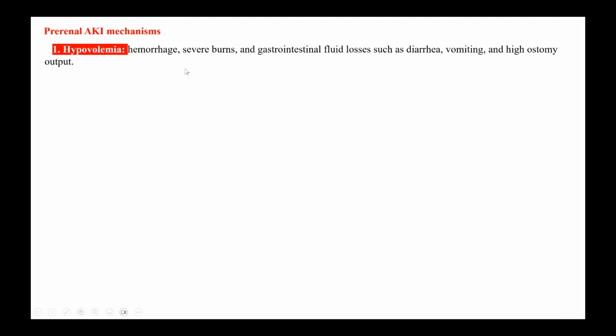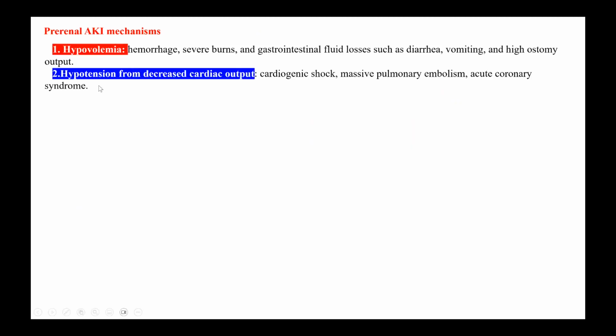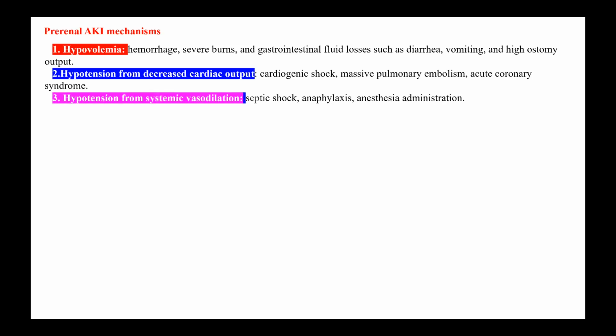And coming to the pre-renal acute kidney injury mechanisms, hypovolemia, which is usually due to either hemorrhage or burns or GI fluid loss, like nausea, vomiting, diarrhea, etc. These are the things which cause acute renal injury. Then hypotension from decreased cardiac output, cardiogenic shock, or massive pulmonary embolism, or acute coronary syndrome. So all these things, lack of pressure to supply the blood to the kidney, that could be the second reason.